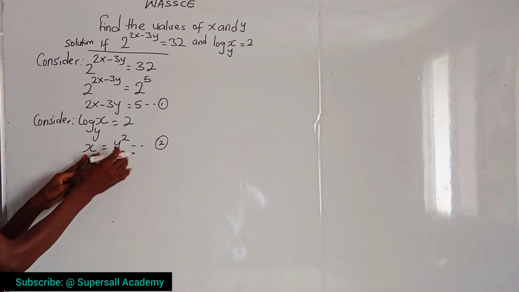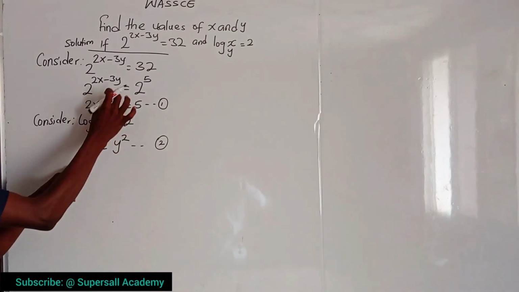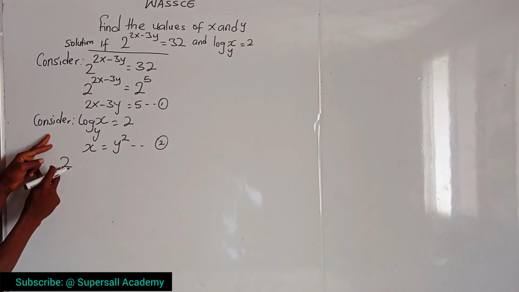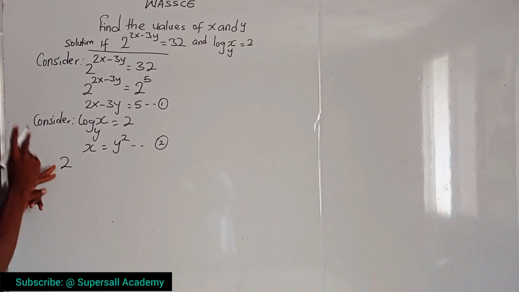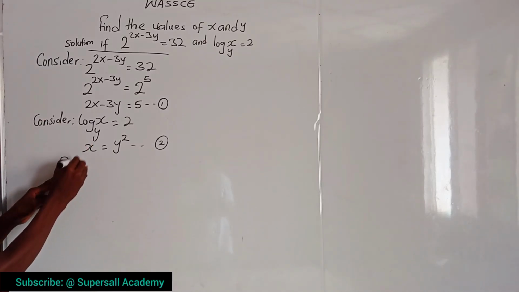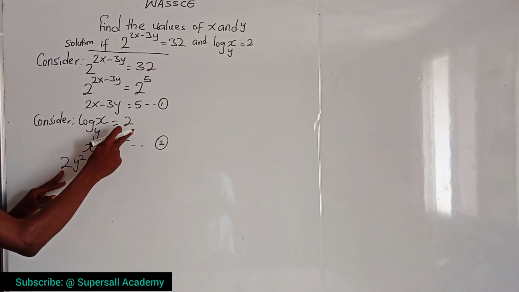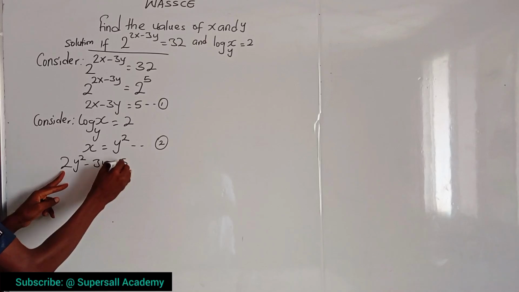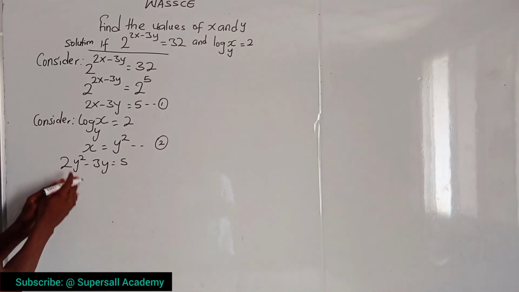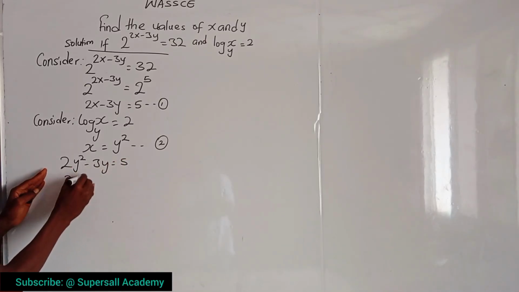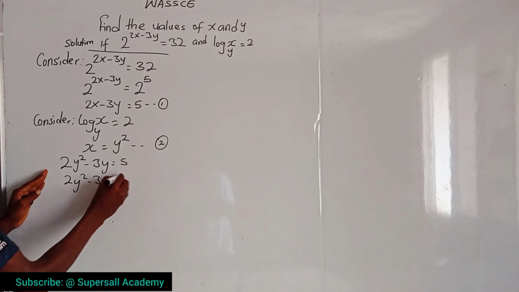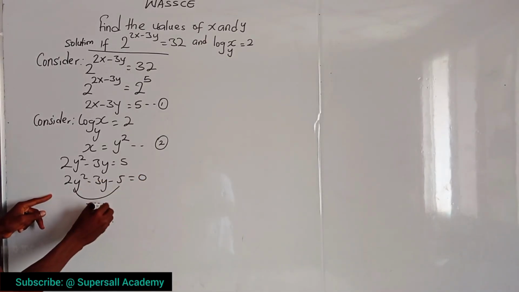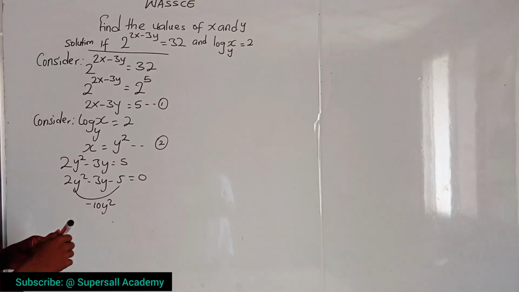So you put this equation into Equation 1. If we have 2x, don't write x again, but you write y square, because x equals y square. Then you write minus 3y equals 5. So there is a quadratic: 2y square minus 3y minus 5 equals 0. When you multiply these, it will give us minus 10y square. So we find the factors here.